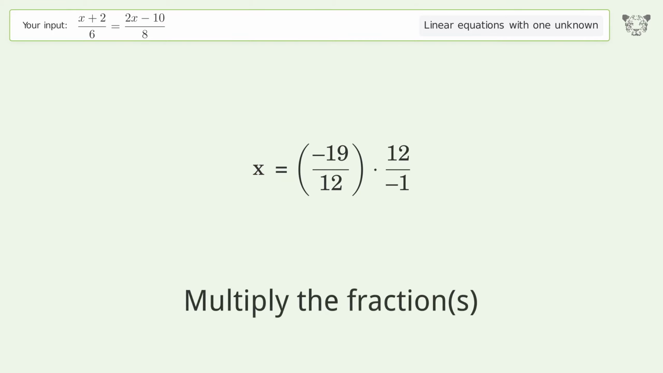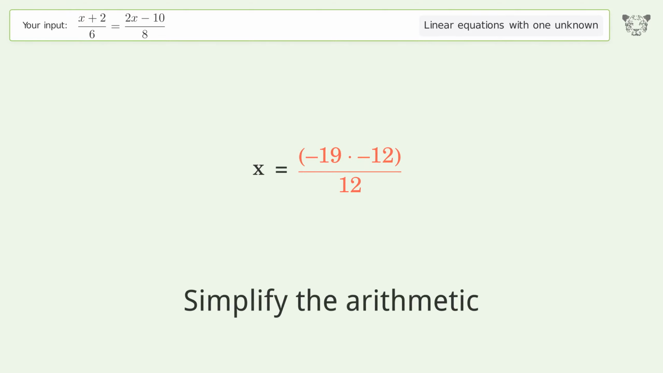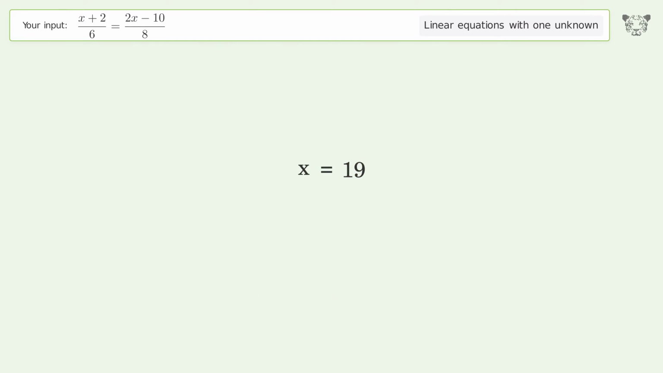Multiply the fractions. Simplify the arithmetic. And so the final result is x equals 19.